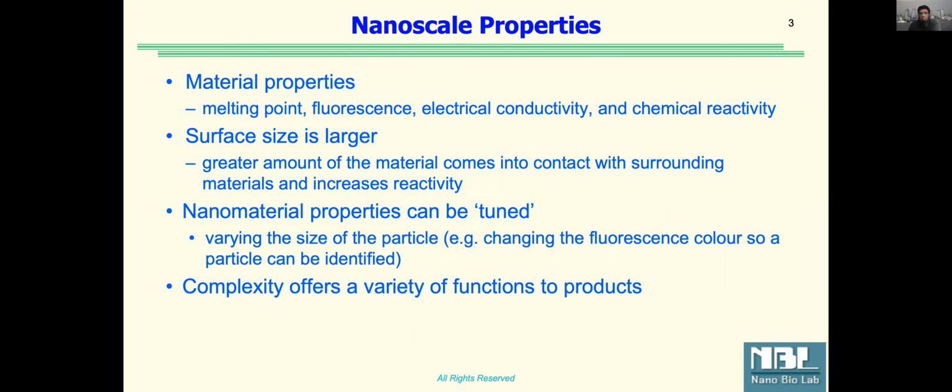Essentially, we look at material properties because material properties like melting point, fluorescence, electrical conductivity, chemical reactivity, they all would change when we look at nanoscale size of any material, whether that's a metal, whether that's maybe clay, many chemicals, many things. When we have them ground to small pieces, their properties change.